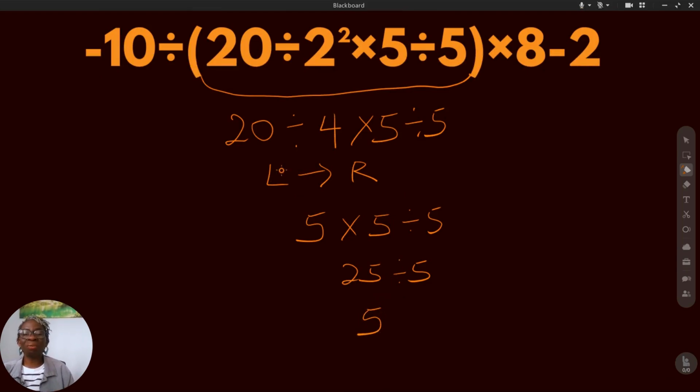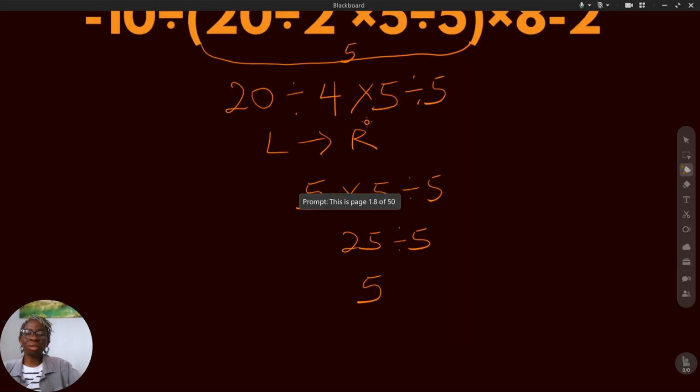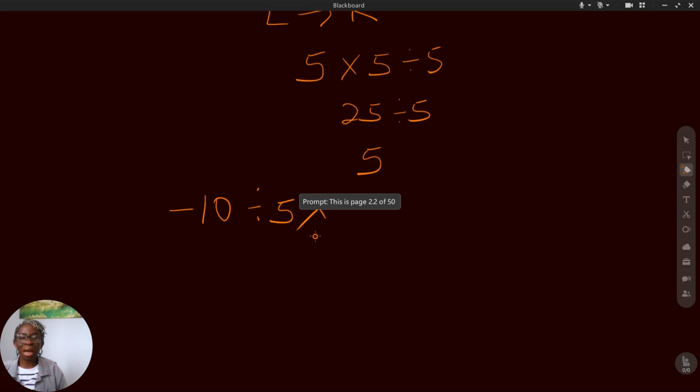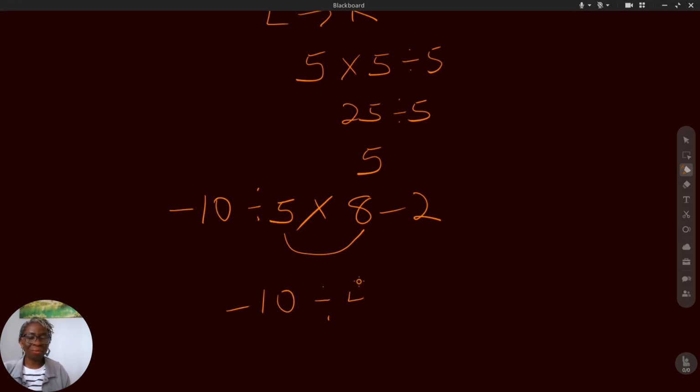So now that we've simplified everything we have in this bracket to be 5, now the expression becomes -10, then divided by 5, then we have times 8, and then -2. Can you see that it has been simplified? But even at that, people still make mistakes by multiplying first, and they have something like -10 divided by 40 minus 2. This is wrong.